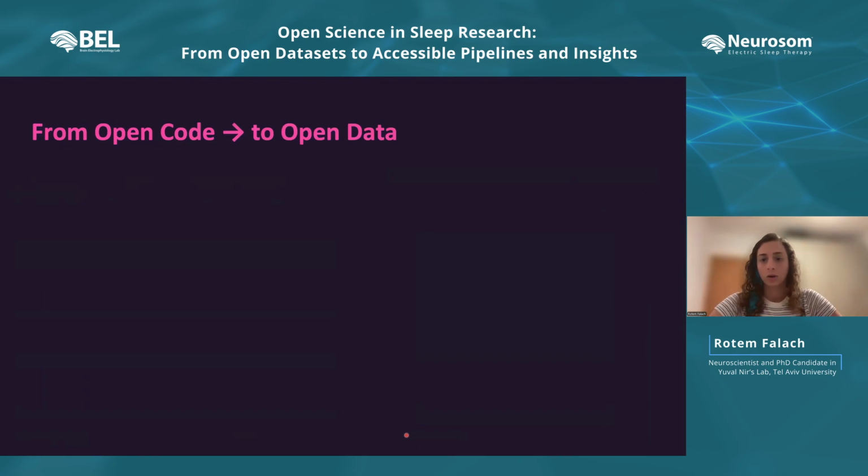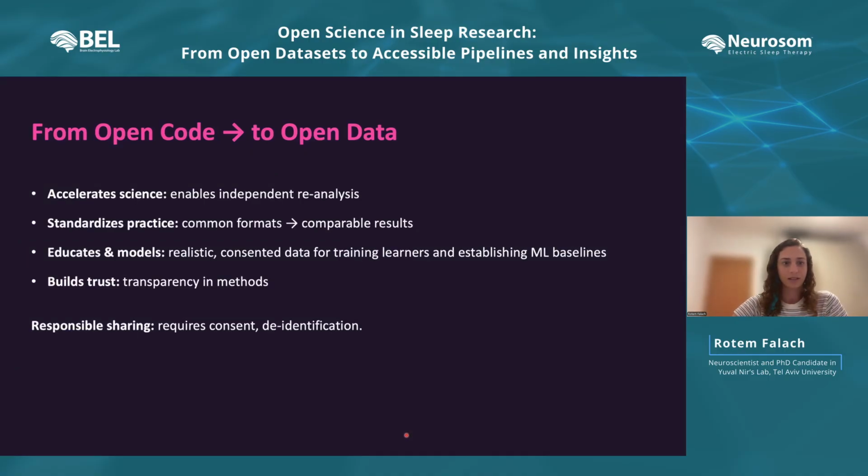So up to now, we focused on open code mainly and the accessibility of this code. So in another project, we took the next step and shared also the data. That, of course, has many other advantages. For example, it can accelerate science in terms of we can run reanalysis of the same data and check different methods. We can use common formats to compare results. We can use it to educate.